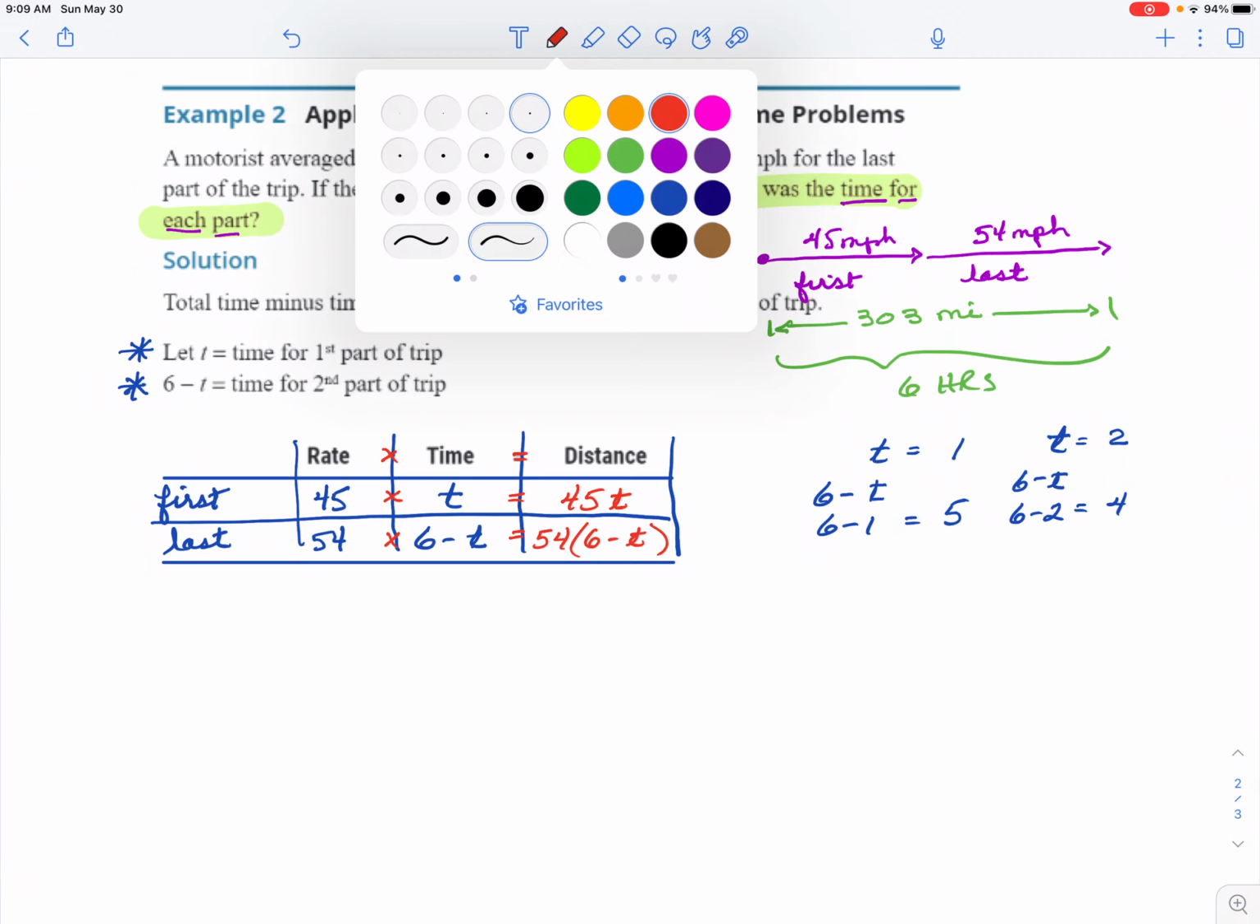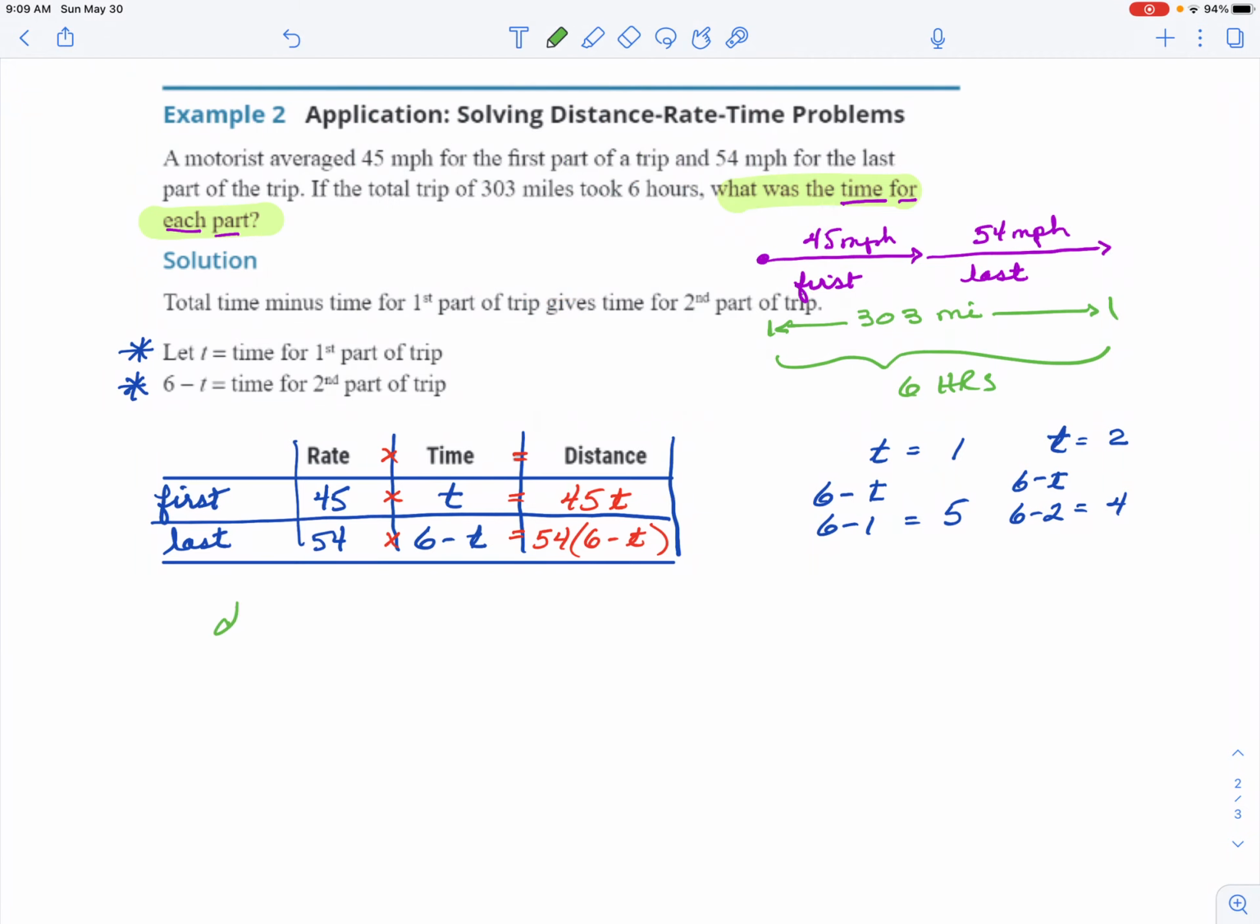So now I'm going to write out my words so I can get my equation. The distance for the first part of the trip added to the distance for the last part of the trip totals up to 303 miles. So, just subbing in here, come to your distance column: for the distance for the first part of the trip, you see 45T. The distance for the second part of the trip, 54 times 6 minus T equals 303.